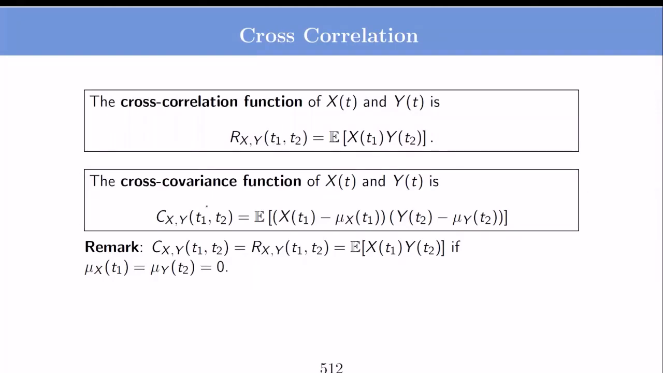Similarly, the cross covariance function of x(t) and y(t) is defined as the expectation of x(t1) minus the mean of x, times y(t2) minus the mean of y. We take the expectation of it and denote it as Cxy(t1, t2). Note that if mu x and mu y are 0, in that case the correlation and covariance would be the same.